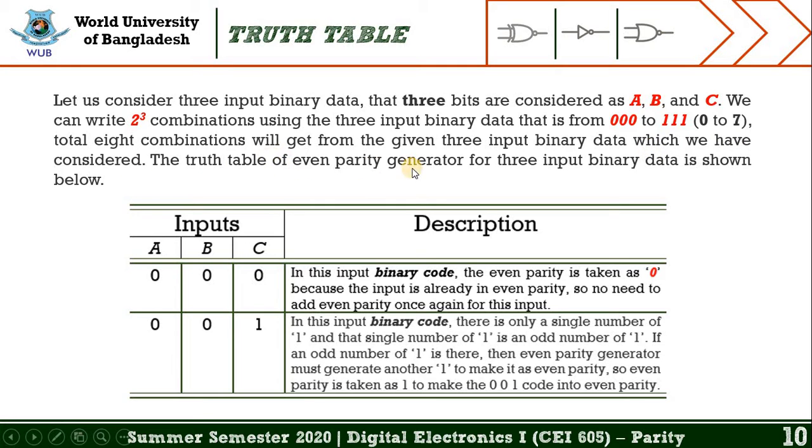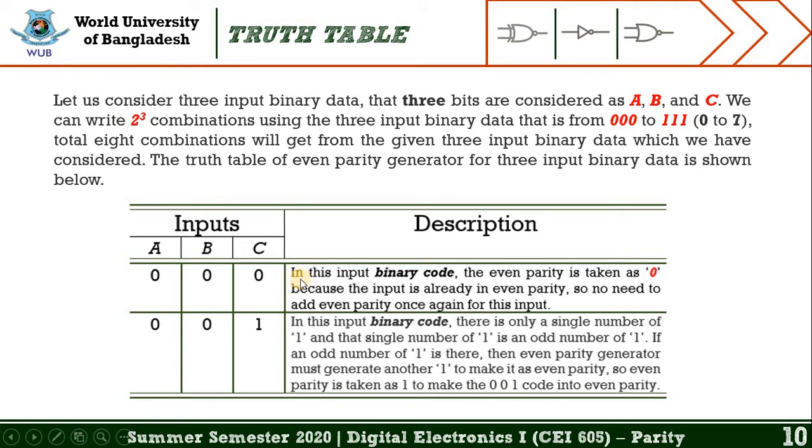The truth table of even parity generator for 3 input binary data is shown below. Well, we have already mentioned in the paragraph that we get 8 combinations. For space reasons, we are representing only 2 combinations in this slide, and in the next slide we are representing the rest of the combinations. So let's start. When the input is 0, 0 and 0, what does it mean?